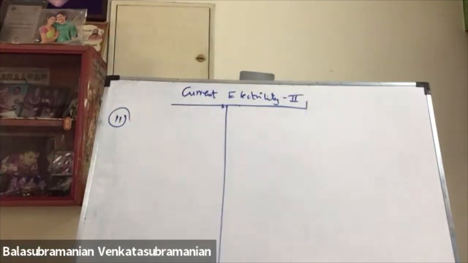Question number 11. Number density of free electron in a copper conductor is 8.5 into 10 power 28 per meter cube. How long does an electron take to drift from one end of the wire, 3 meter long, to its other end? Area given, current is given. You have to calculate drift velocity, using that, calculate the time, because drift velocity is not given.